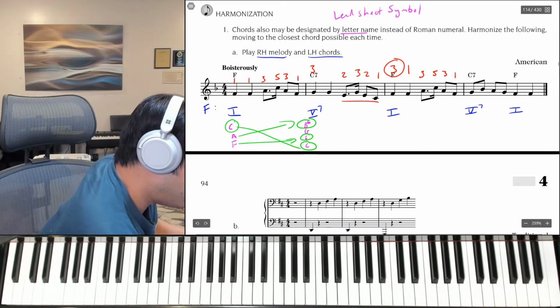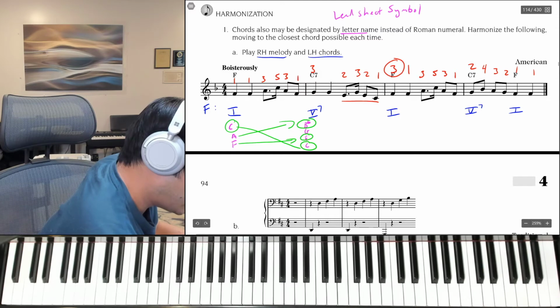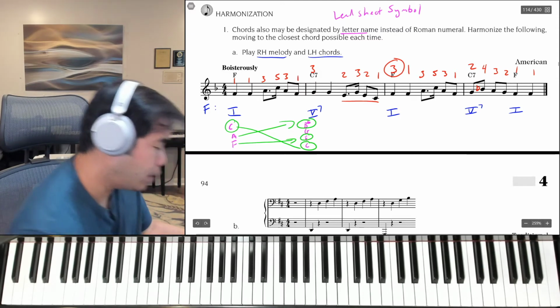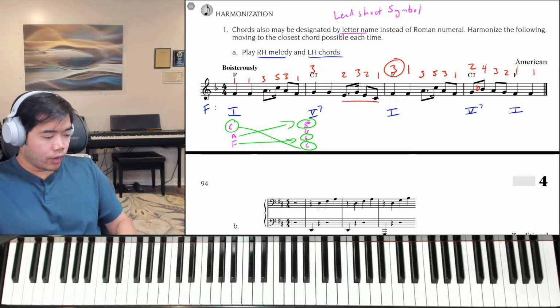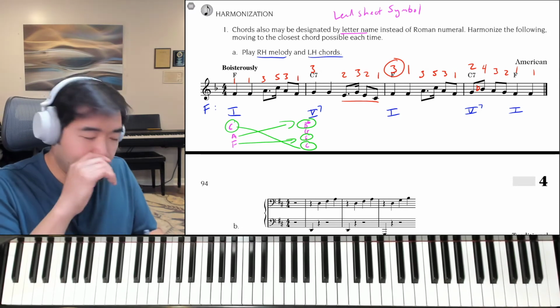Going on with the finger numbers: 3, 5, 3, 1, 2, 4, 3, 2, 1. And I'll give myself a cautionary accidental on that B flat there. Okay, so let's go ahead and learn how to play the right hand.